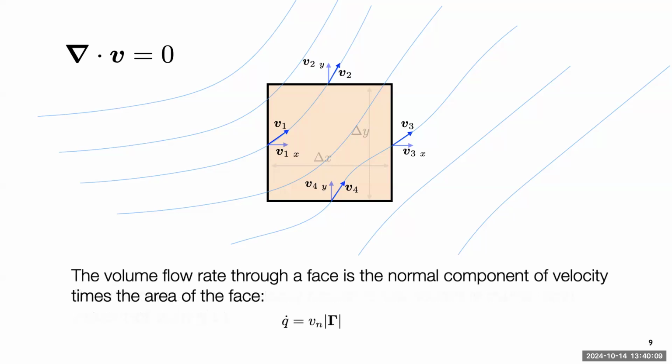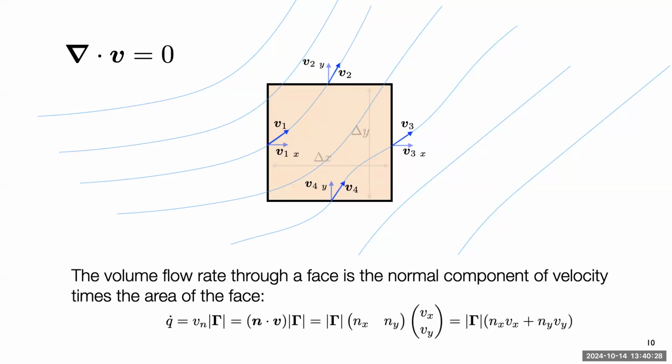So the volume flow rate through any one of these faces is just the normal velocity times the area of that face, like we did before. So if we take this normal component of velocity multiplied by the area, that gives us some meters cubed per second flowing through that face. So at any face, to get the normal component of velocity, it's the normal vector n dotted with the velocity vector, so n dot v. So we can write this as the magnitude of the area. This gamma is the area vector, so the magnitude of that area multiplied by the normal dotted with the velocity.